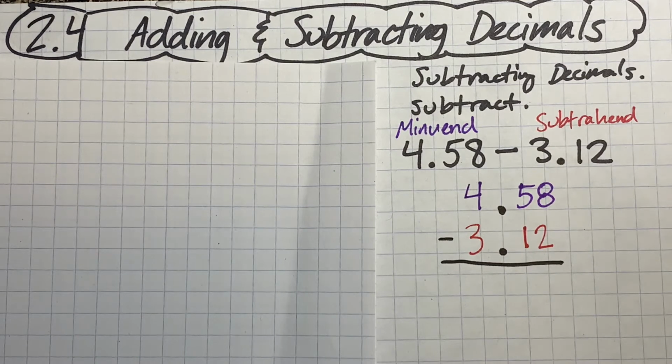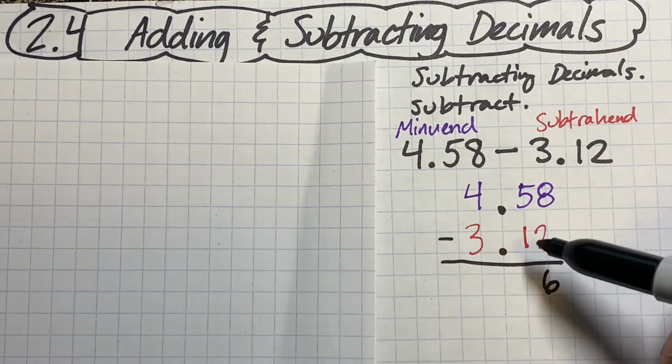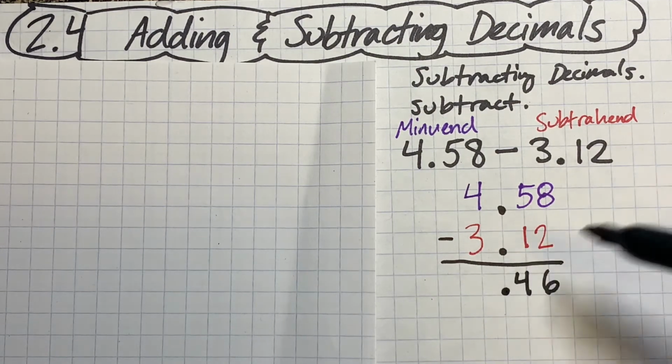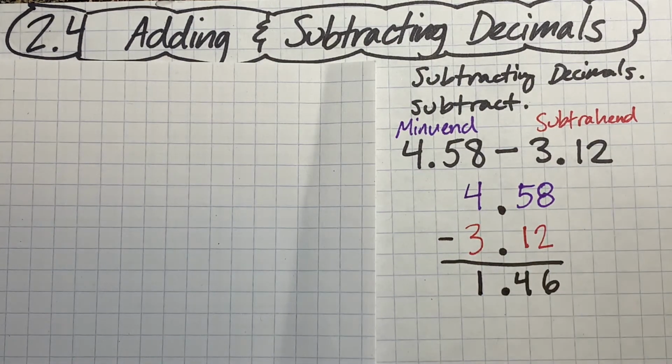Now 8 minus 2 is going to be 6. 5 minus 1 is going to be 4. Bring your decimal point straight down. 4 minus 3 is going to be 1. So again, the minuend 4 and 58 hundredths minus the subtrahend 3 and 12 hundredths is going to equal the difference 1 and 46 hundredths.